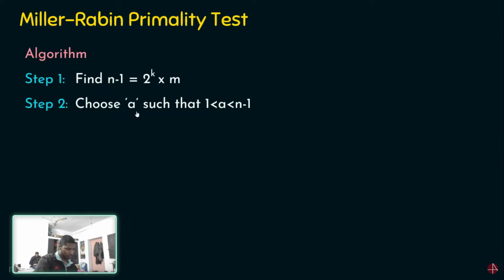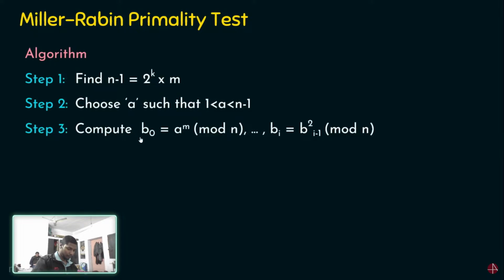After choosing the value of a in step 2, we move forward to step 3 where we are going to compute b naught, which is equal to a power m mod n. What is this m and what is this a? a we have chosen in step number 2 and m is the value we found in step number 1. And we know n, which is given in the question. So using these three values we are going to compute b naught and check the result of this variable b naught.